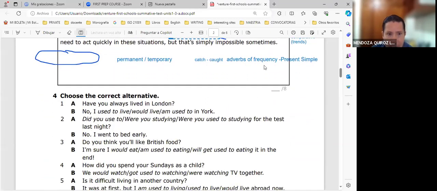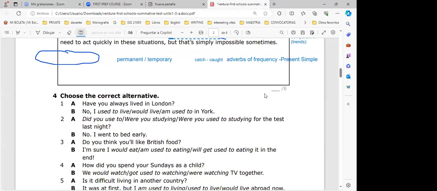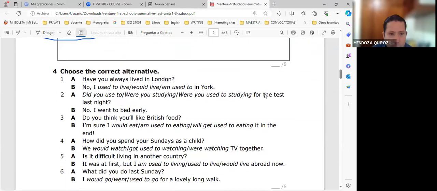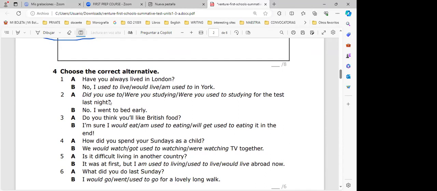And choose the correct alternative here. Naomi, are you back? Yes. All right. Naomi, choose the correct alternative. Did you always live in London? No, I used to live in New York.